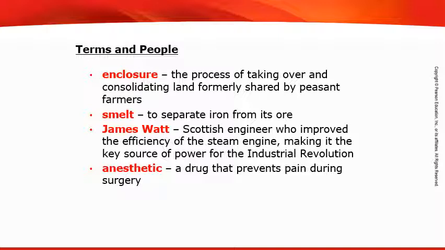Smelting is a process of separating iron from its ore, invented by Abraham Darby. James Watt was a Scottish engineer who improved the efficiency of a steam engine, making it a key source of power during the Industrial Revolution. Anesthesia is a kind of drug that is used during surgery, and it prevents pain to the patient.